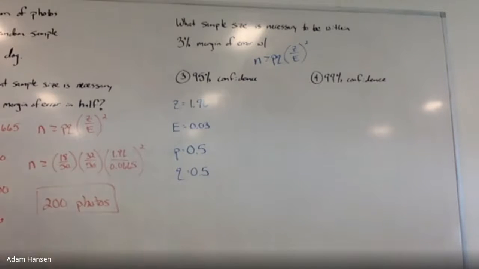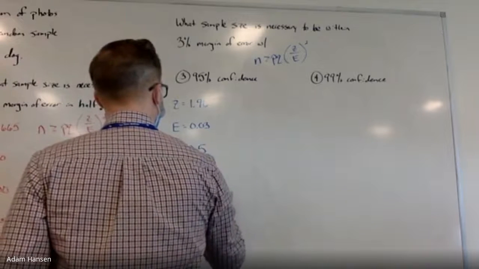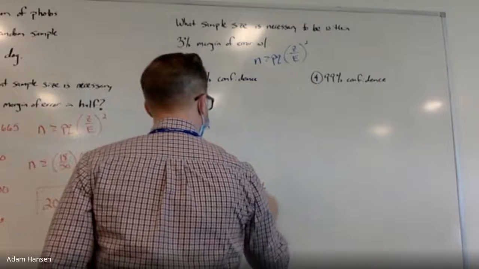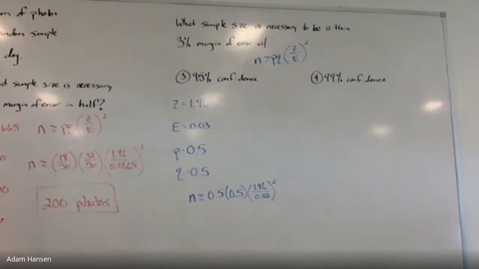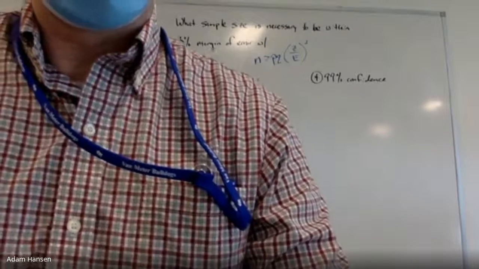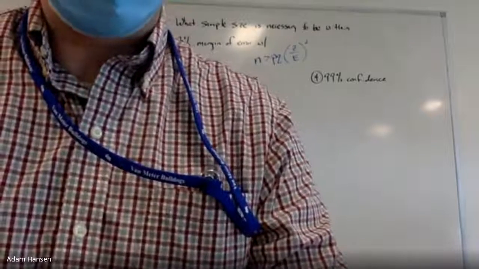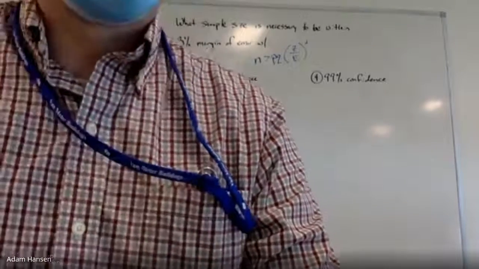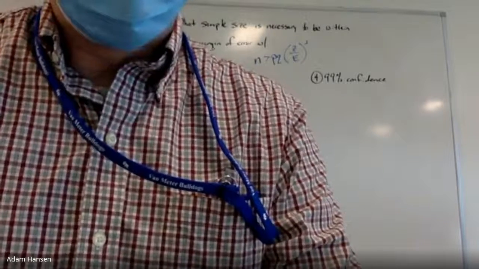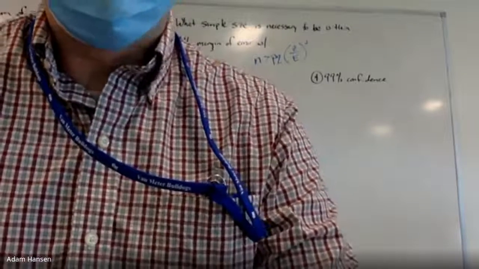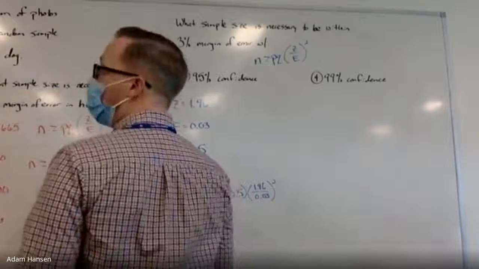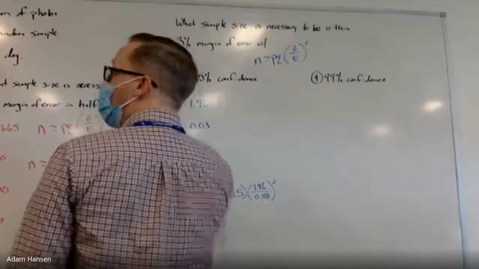Plug everything in. N is greater than or equal to 0.5 times 0.5 times 1.96, divided by 3%, all squared. Before I type this into my calculator, I bet it's going to be a decimal. What's the rule for decimals? Even if it was this close to 200, like on the last one, you always still round up. 1067.11. So what's our answer? 1068. It's going to be hard to sample a fraction of something, so round to the whole number that's greater than that.